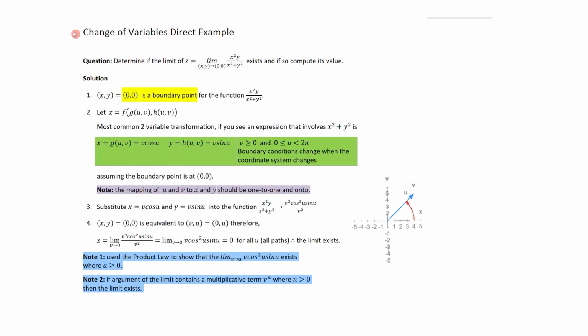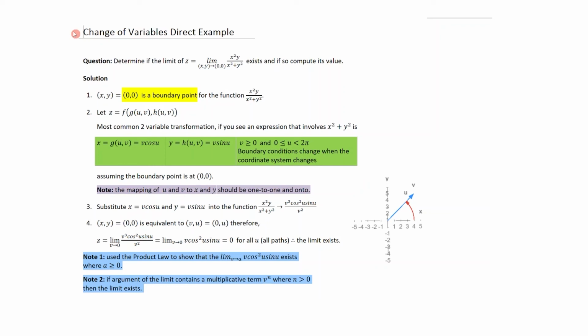All right, so let's look at another direct example involving changing of variables. And the question is, determine if the limit z equals the limit of x or y approaching the point 0,0 of x squared y over x squared plus y squared exists, and if so, compute its value. All right, so the solution involves 4 steps.